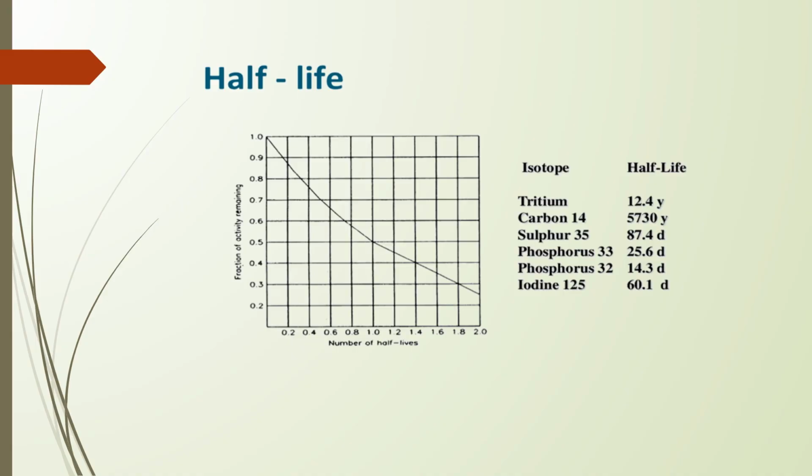Sulphur-35 has an 87.4-day half-life, phosphorus-33 is 25.6 days, phosphorus-32 is 14.3 days, and iodine-125 decays in just 60.1 days. Knowing these specific decay rates helps safety managers calculate current activity levels and establish appropriate risk timeframes.